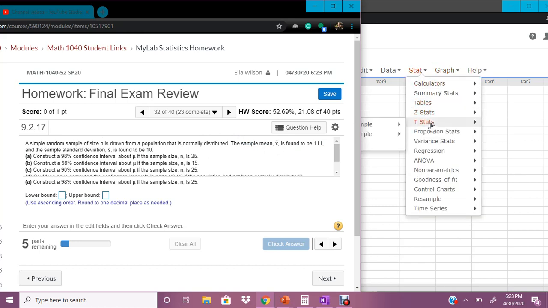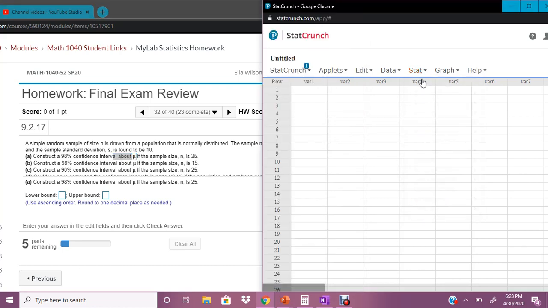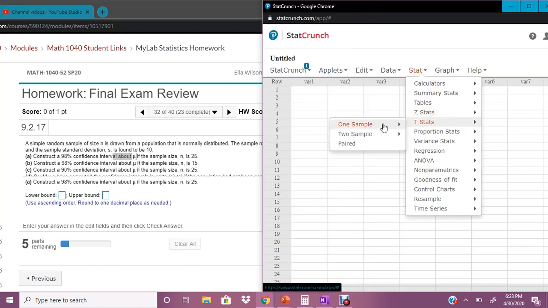It says about the mean. Anytime it says about the mean, that's going to be t-stats. T-stats is about the mean. So we're going to go to stats, t-stats, and it's just one sample.